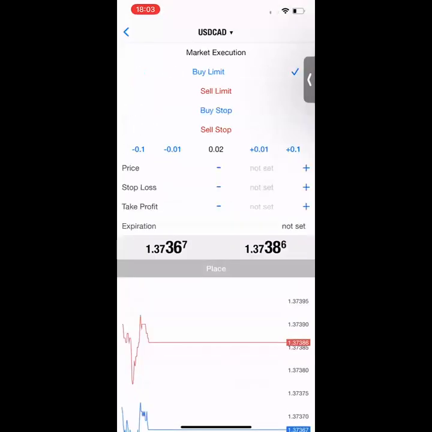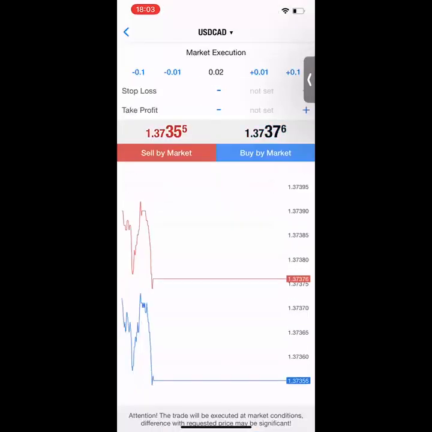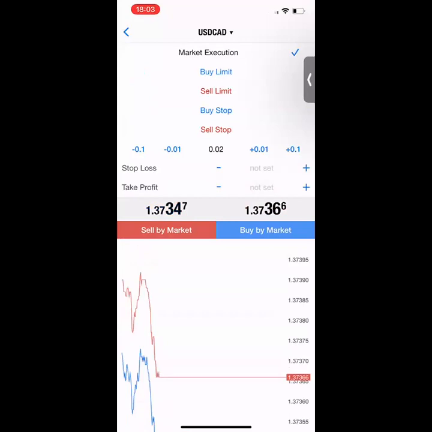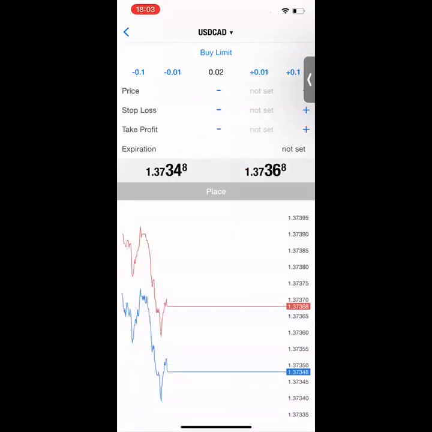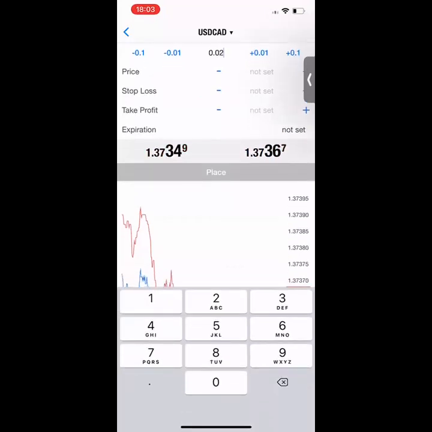Of course, here you're going to see market execution. If you click on it, you can see what type of trade it is. So for this trade, it's a buy limit, right? I click on buy limit, then I'll be able to adjust my lot size. Of course, I've already calculated my lot size and I know that I want to use 0.03 because of the $20 that I am risking.